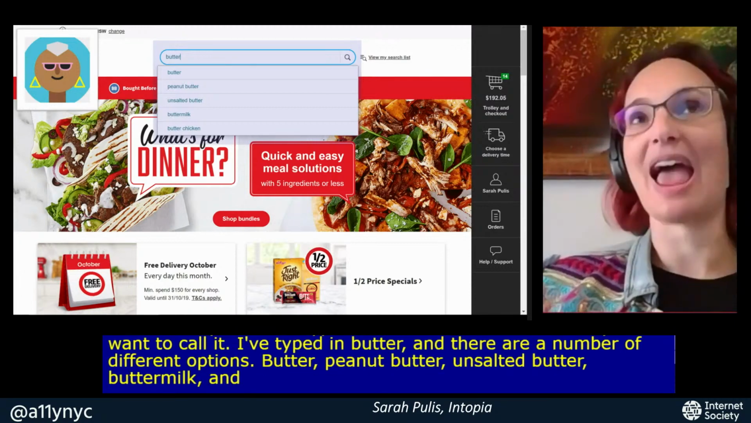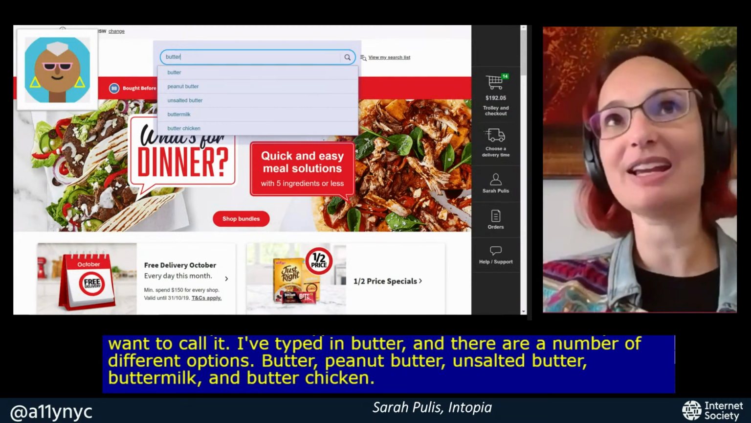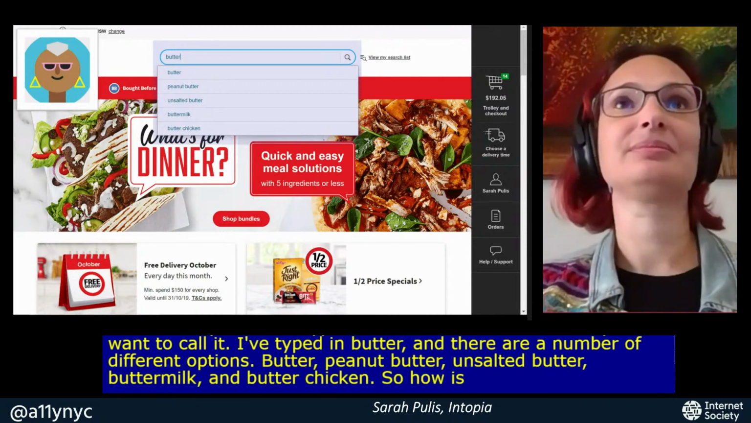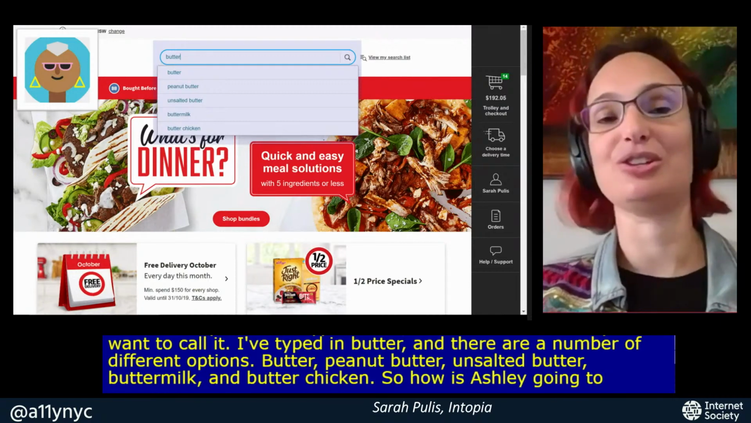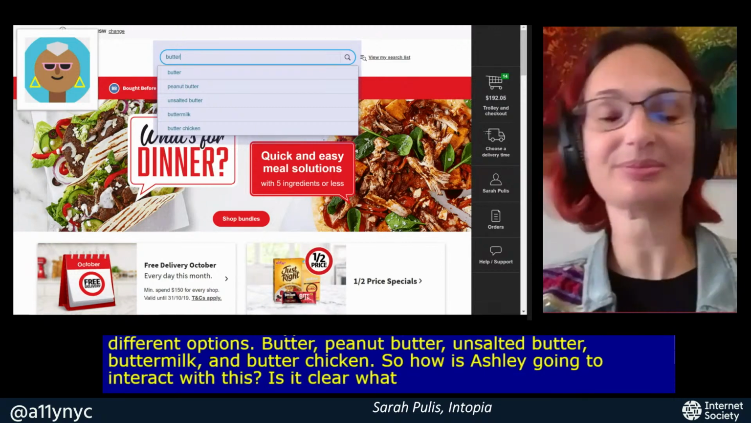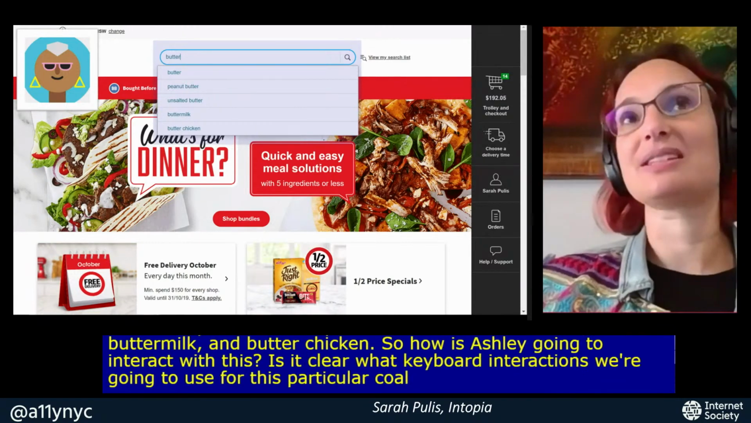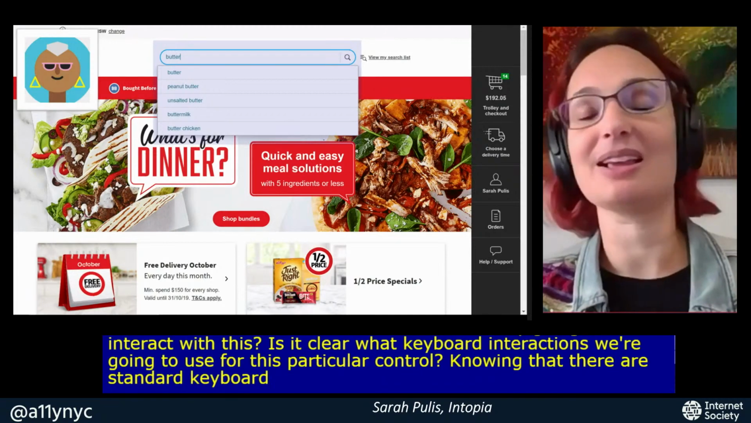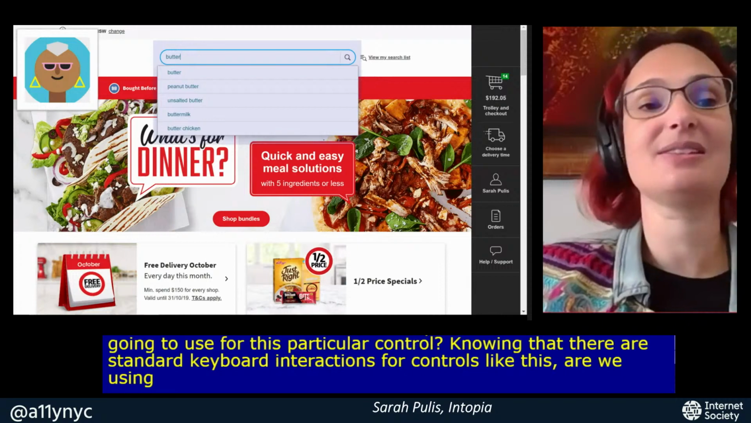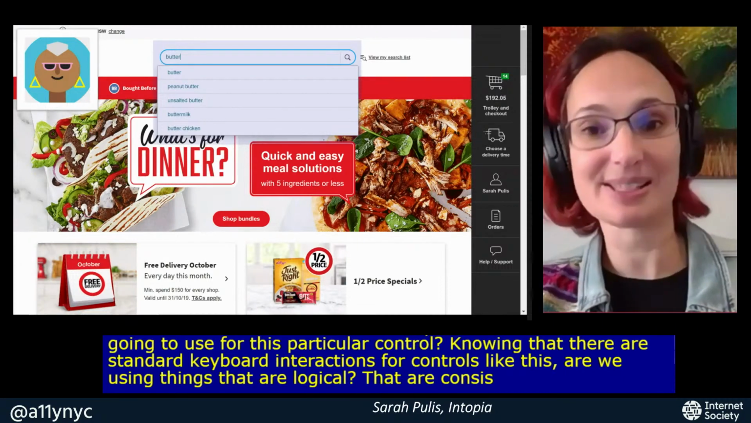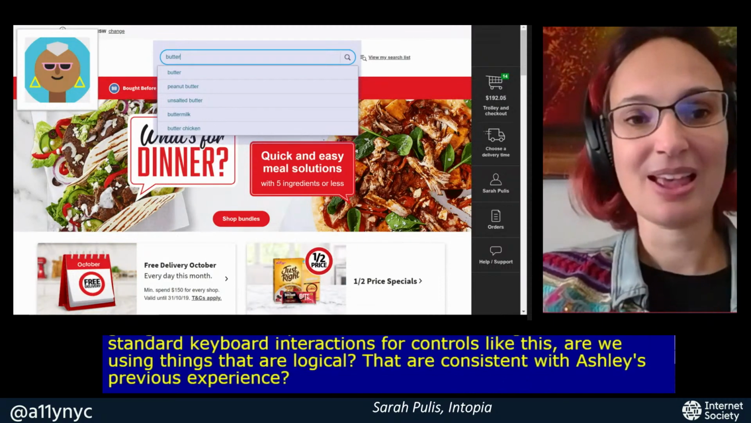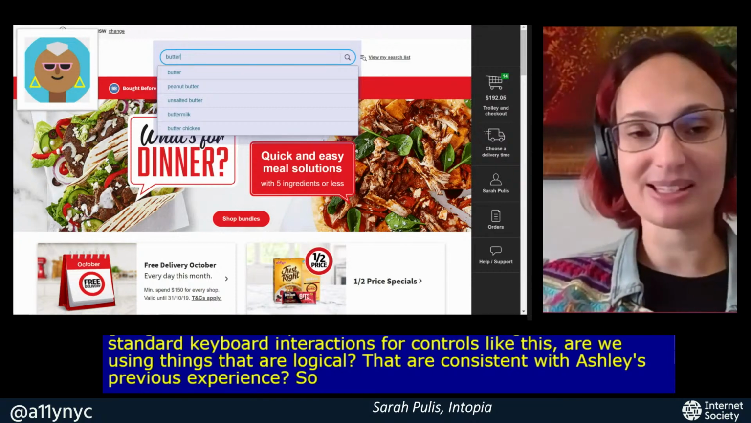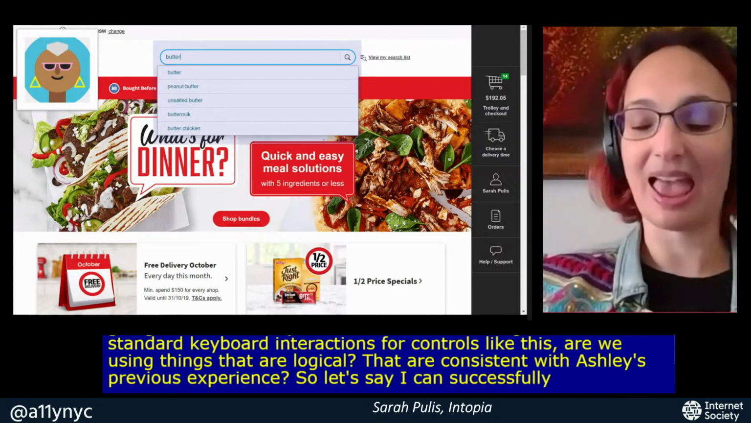If we're taking Ashley as a screen reader user on her PC, is it clear what keyboard interactions we're going to use for this particular control? And, knowing that there are standard keyboard interactions for controls like this, are we using things that are logical, that are consistent with Ashley's previous experience? So let's say I can successfully select butter, press the down arrow, it reads out, and off we go.